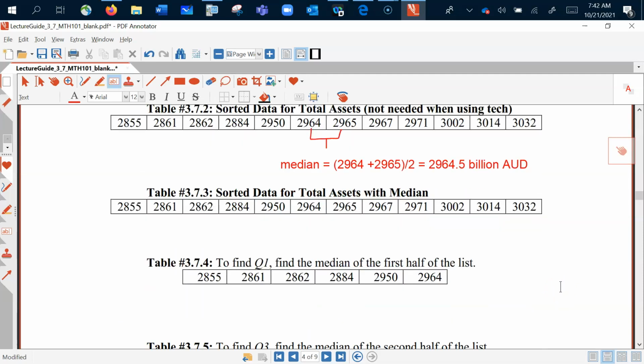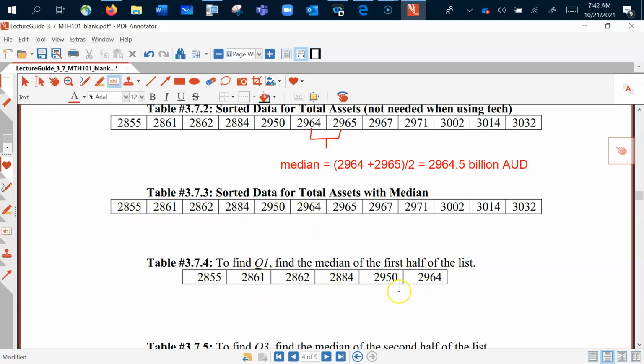Okay, so now let's go ahead and find the first quartile. So the first quartile is going to be the median of the first half of data. And so notice here I've got all the data here. And the first half is going to be from 2,855 to 2,964. So that's right here.